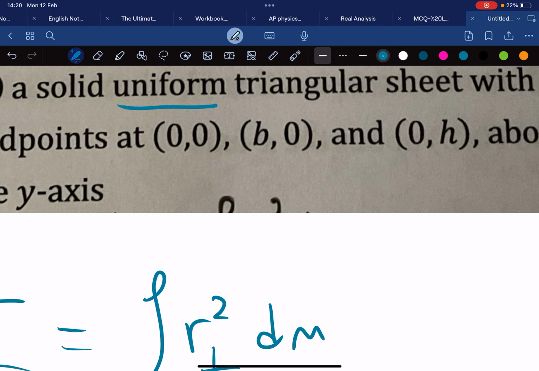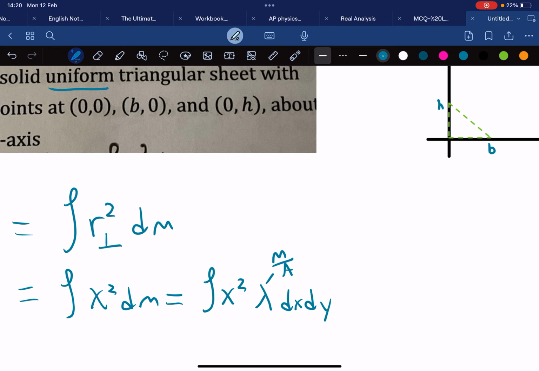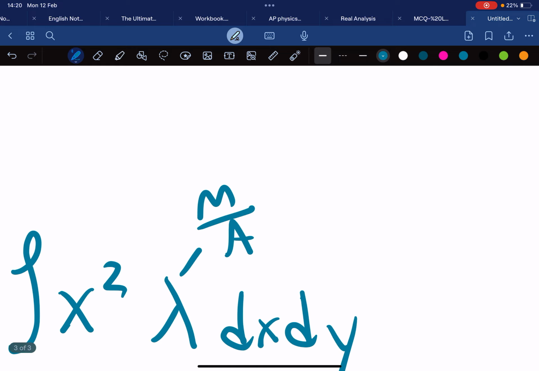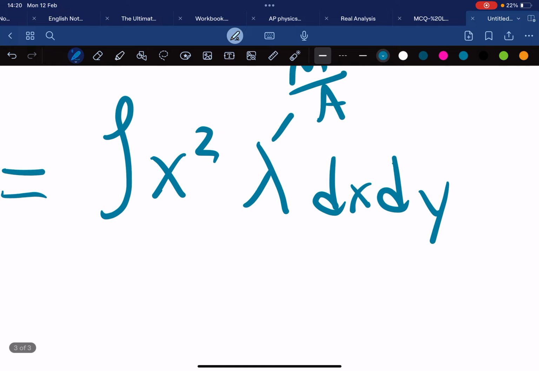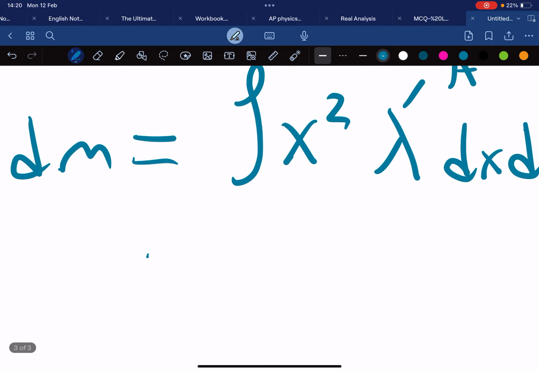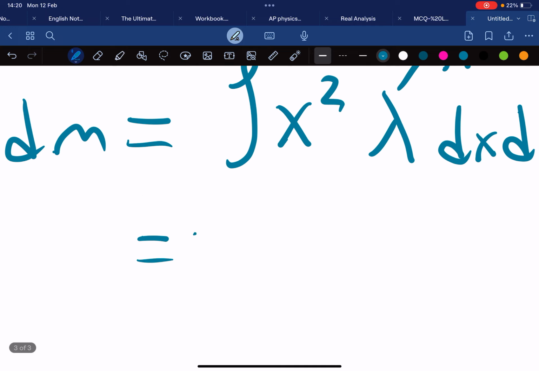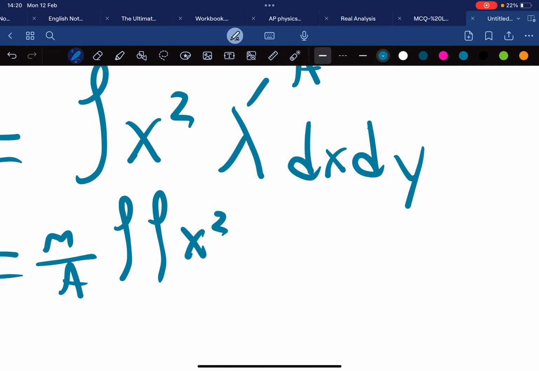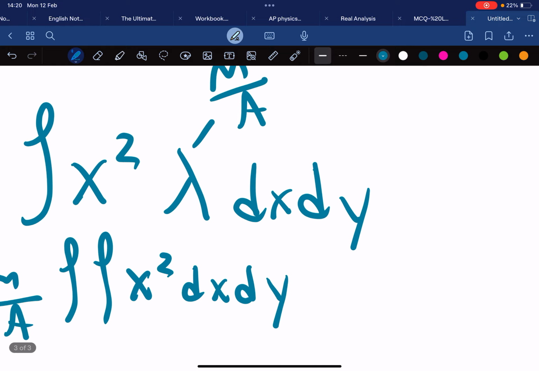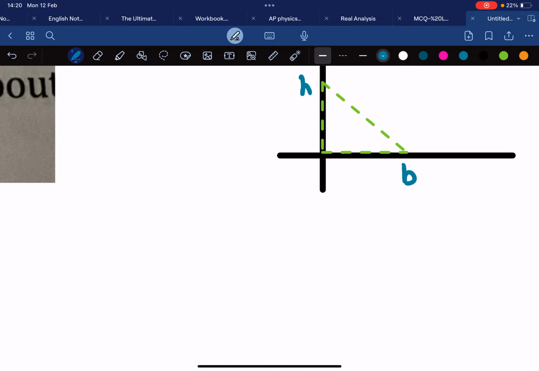So this is going to be mass per unit of area, and we can just bring that in front because it's a constant. So this equals, and I'll write this as a double integral, m over A times the double integral of x squared dx dy. And now we have to find our integration bounds.